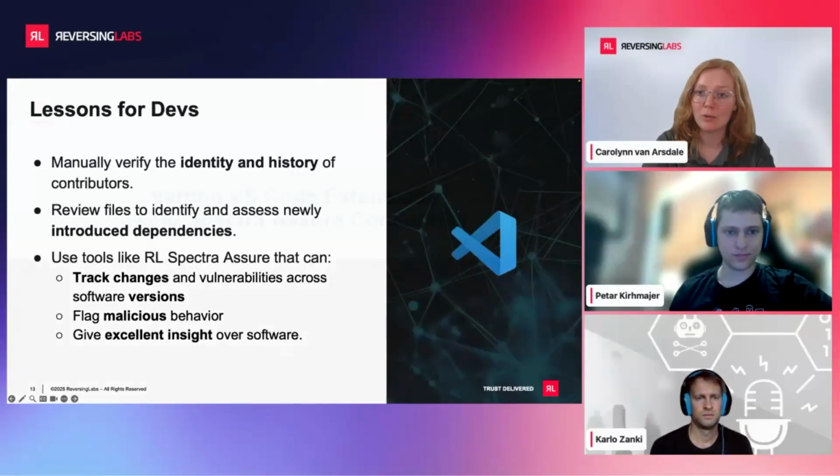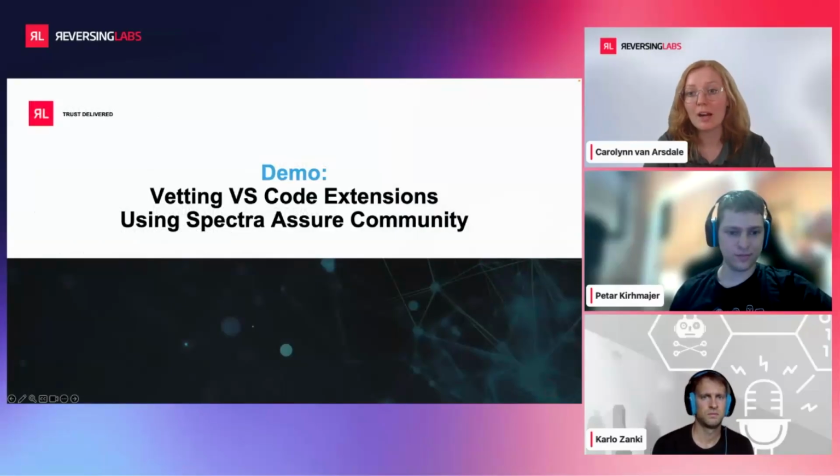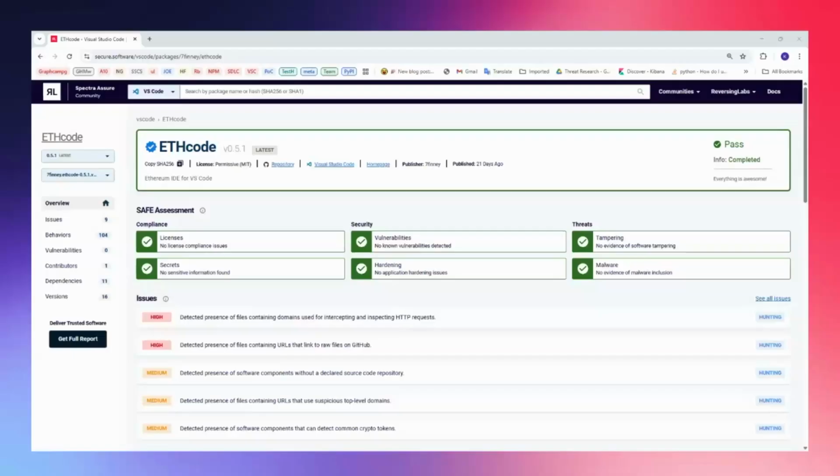So I guess we can go on to our next slide. We're actually going to hop into a demo and I'm going to pass it over to Carlo to show us Spectra Assure Community, which is Reversing Labs' open source platform. And we recently added a feature to the community that allows folks to vet VS Code extensions.